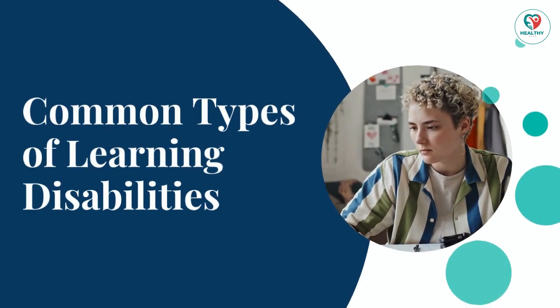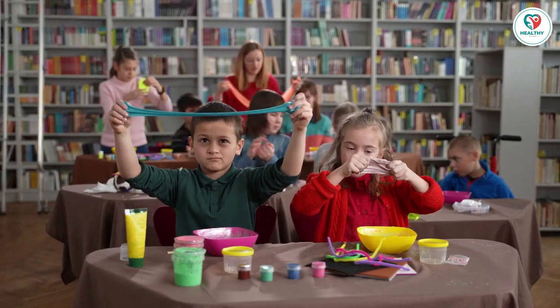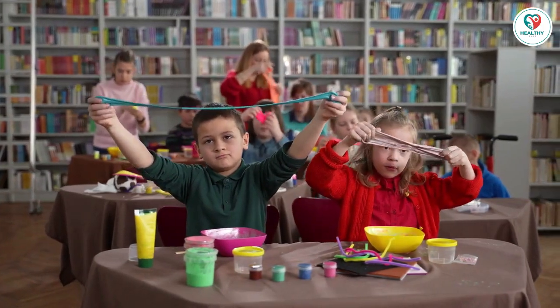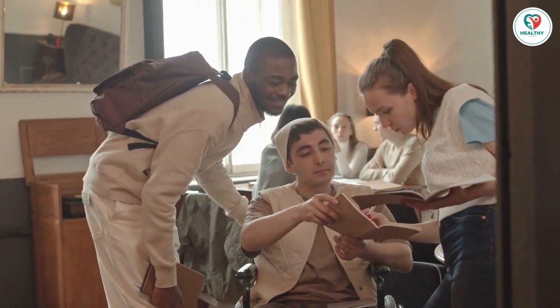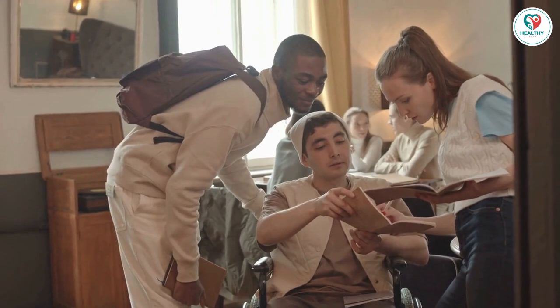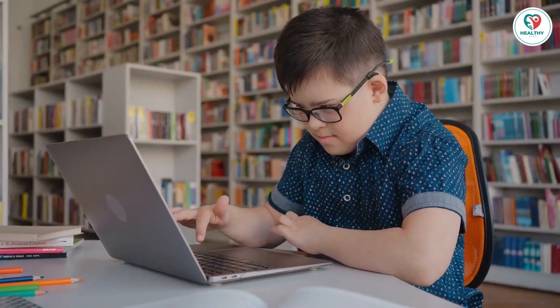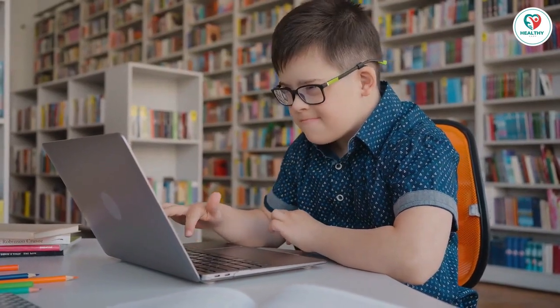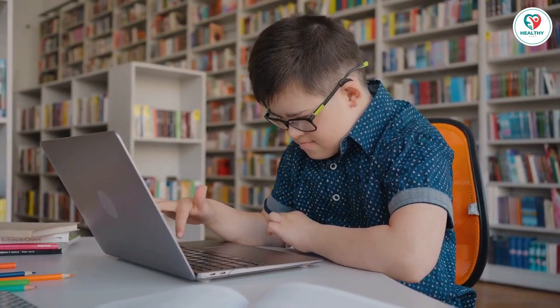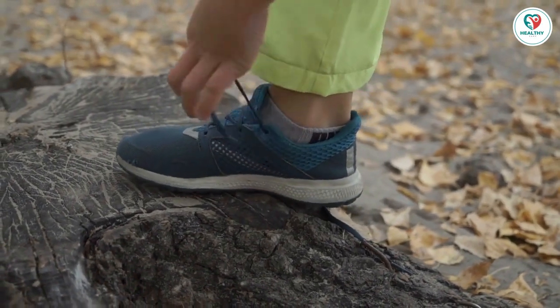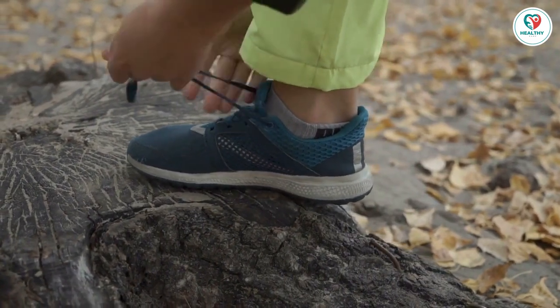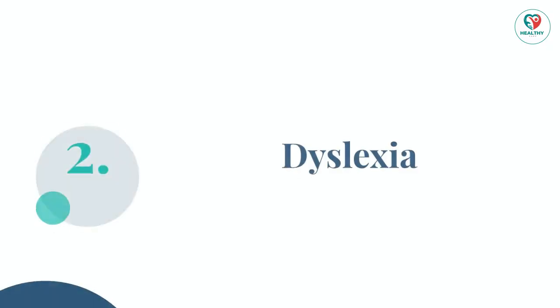2. Common types of learning disabilities. Now, let's dive into the different types of learning disabilities. While learning disabilities vary from person to person, there are several key types that we can identify. Dyspraxia: this affects motor skills, which are essential for movement and coordination. Children with dyspraxia may struggle with things like tying their shoes, writing, or even holding a spoon. Other signs include speech difficulties and being sensitive to light or touch.